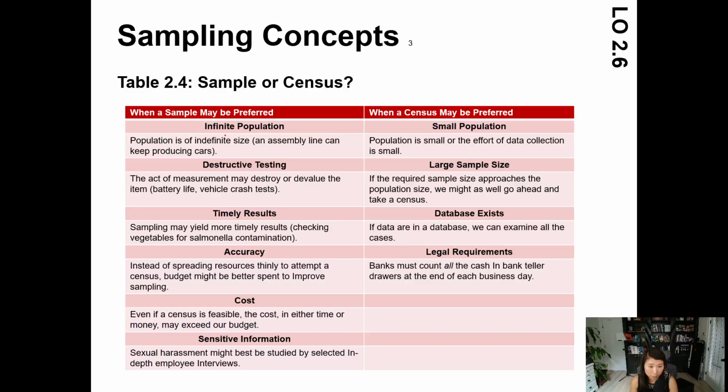When we have an infinite population, so a huge population, like an assembly line that can keep producing cars, it does not make sense to check the quality of every car, right? It's impossible and very cost ineffective. And the second is called destructive testing, right? Here I give you examples like battery life and vehicle crash tests. You cannot test every vehicle by crashing the car into a wall.